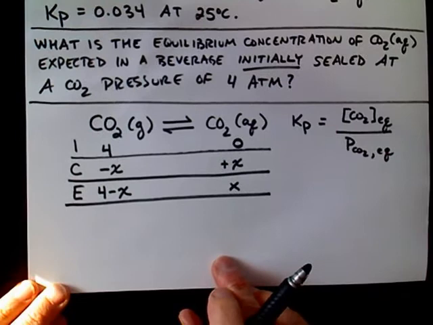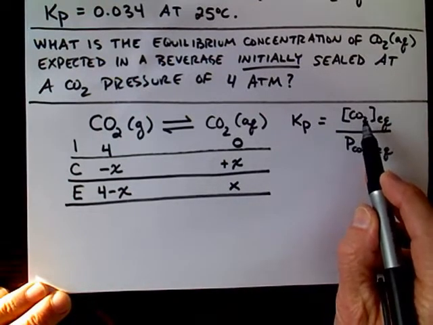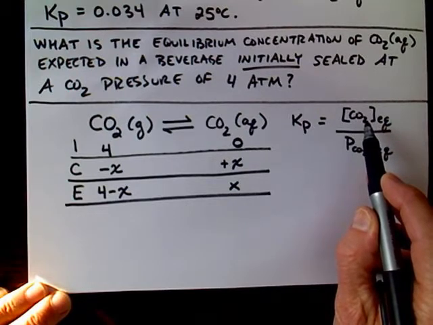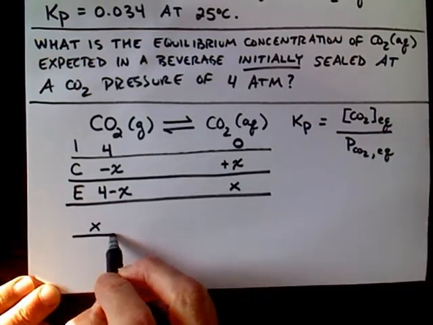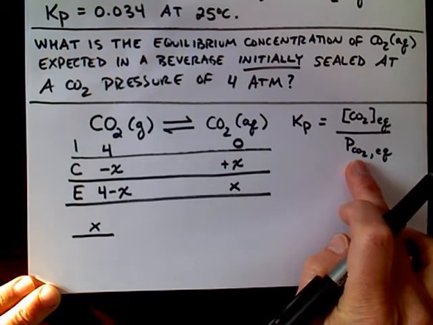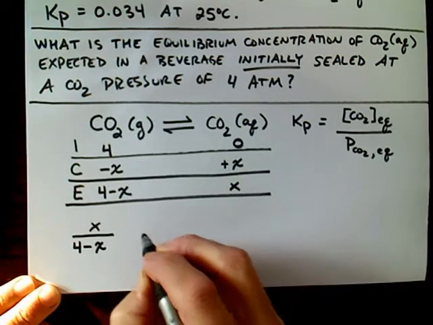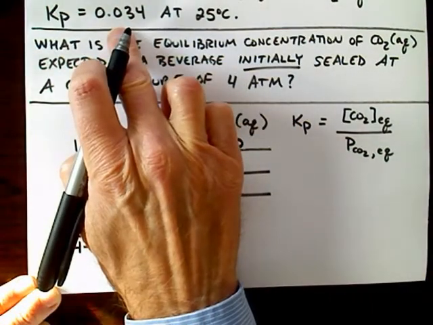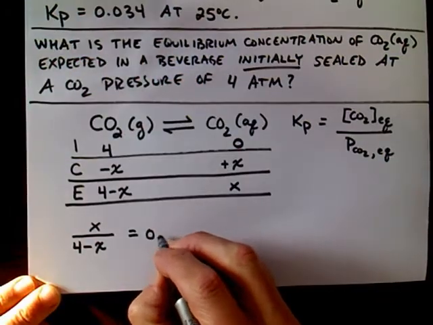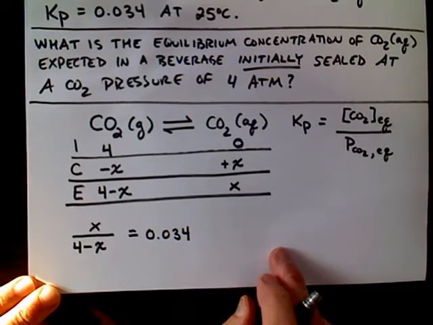Here's how we can do this. I'm going to put my value of X in for the equilibrium concentration of carbon dioxide, so X goes on the numerator. We divide that by the equilibrium pressure of carbon dioxide, which is 4 minus X. And this should be equal to Kp, which is 0.034. And now it's algebra. I just have to solve for X.